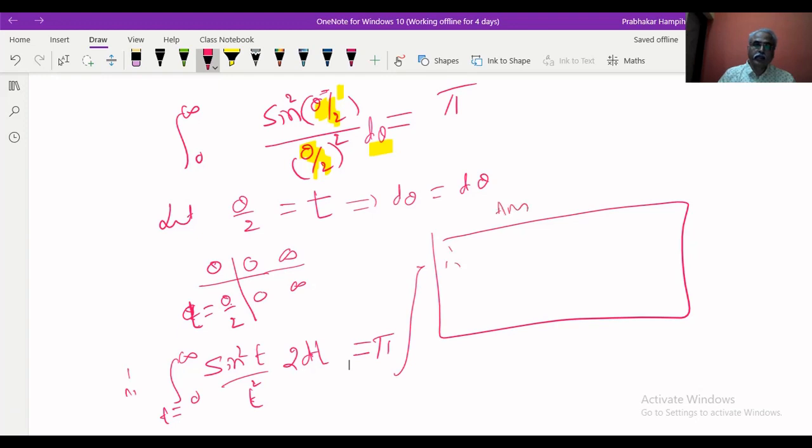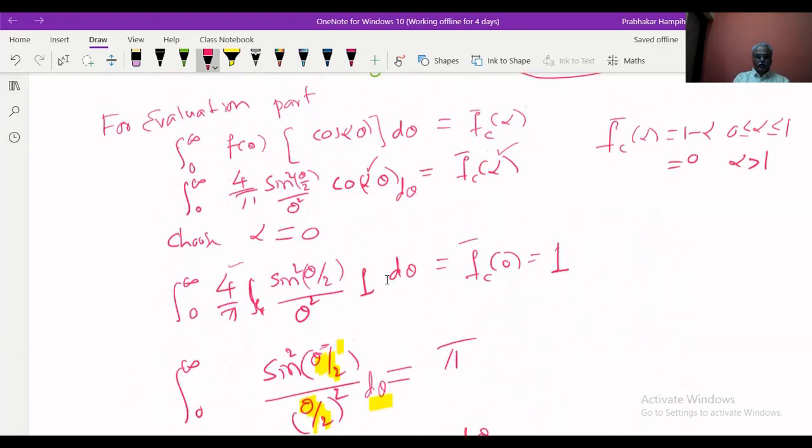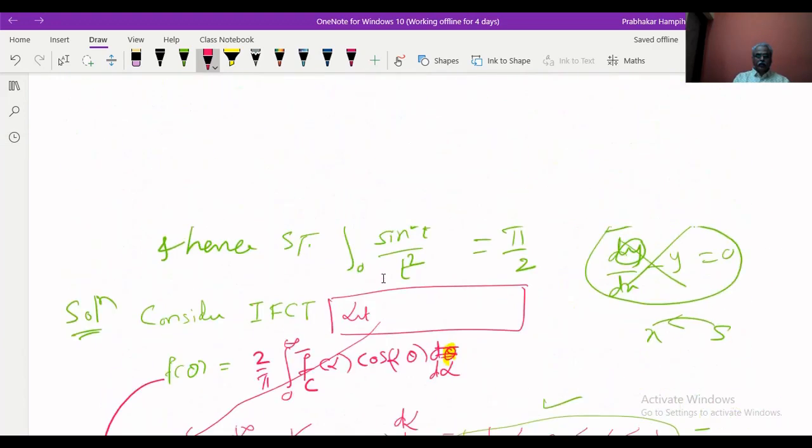Therefore, final answer: we are asked to find the value of the integral of sin square t by t square dt, which is nothing but pi by 2 once we transfer that side. Amazingly, this also remains pi by 2. Once again, why not once again?